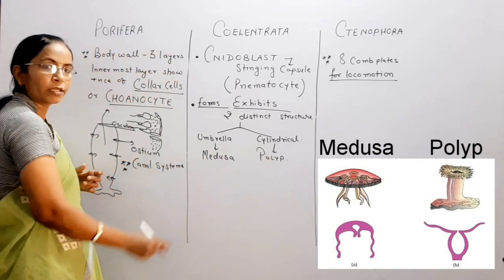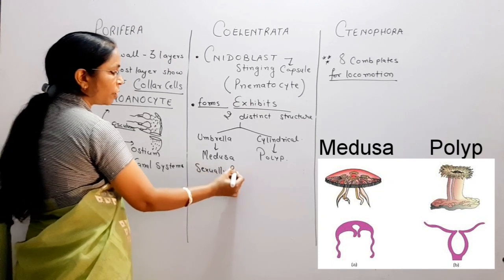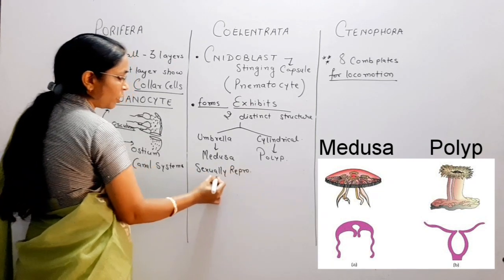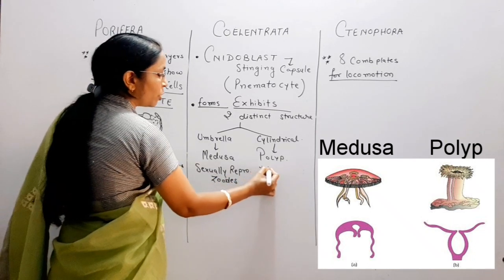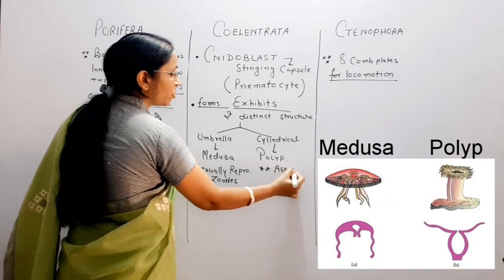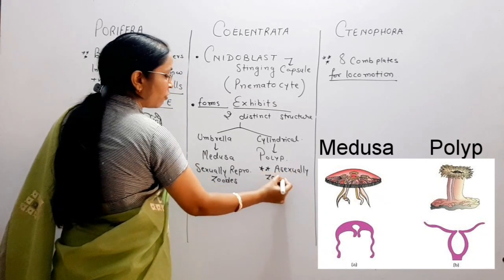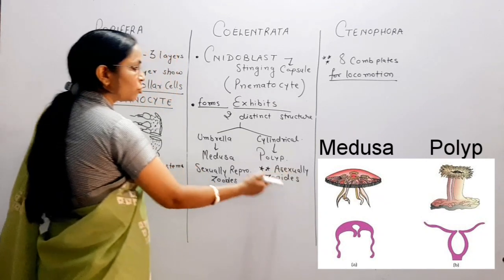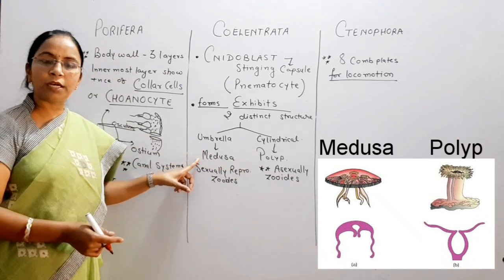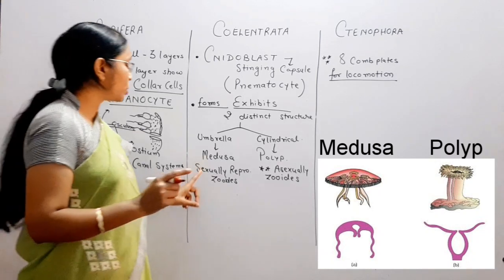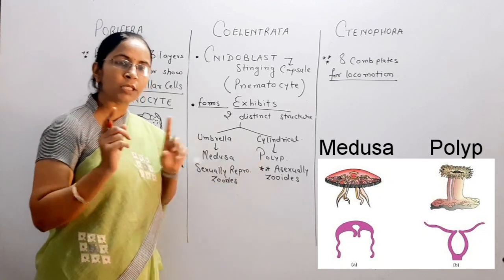Now what is the basic difference? Medusa you remember is commonly called the sexually reproducing zooid, and polyps are asexually reproducing zooids. By asexual reproduction, polyps lead to the production of medusae. And when medusa reproduce sexually, they lead to the formation of polyps. So this thing you remember.